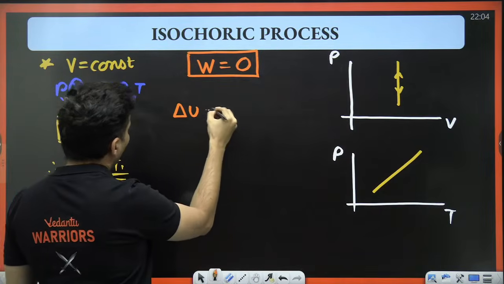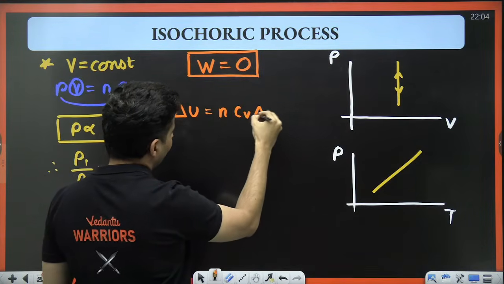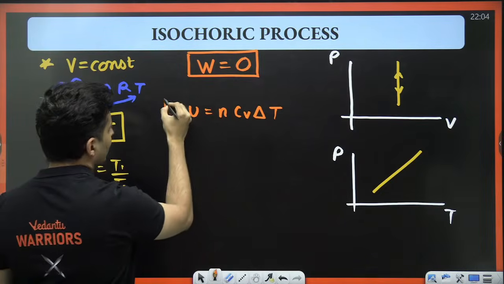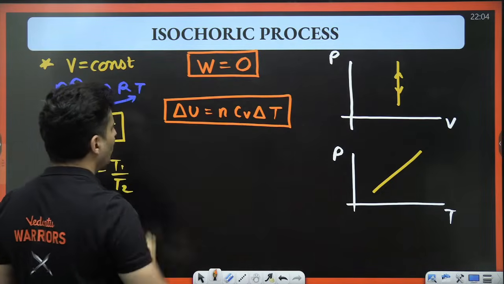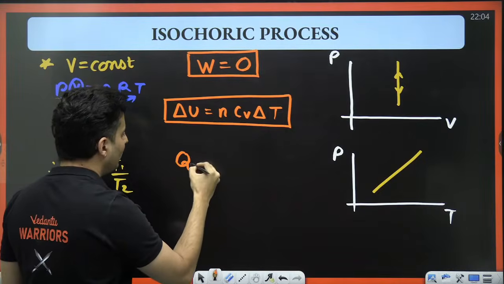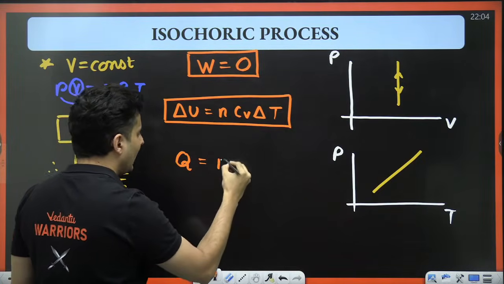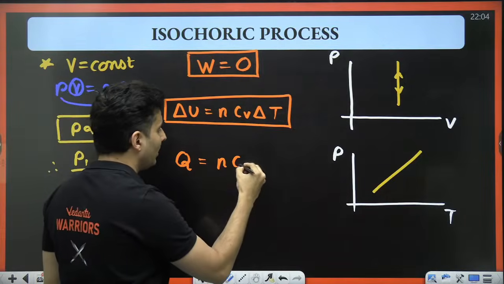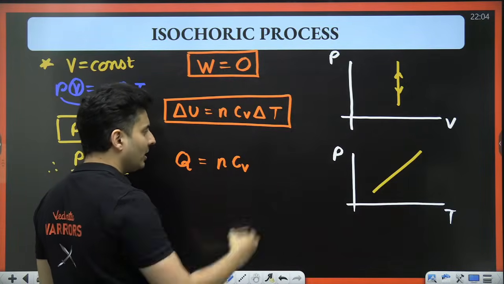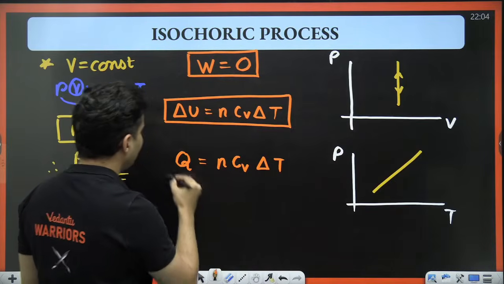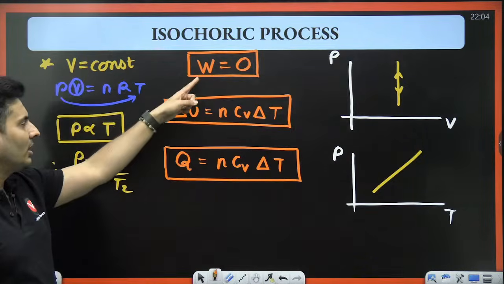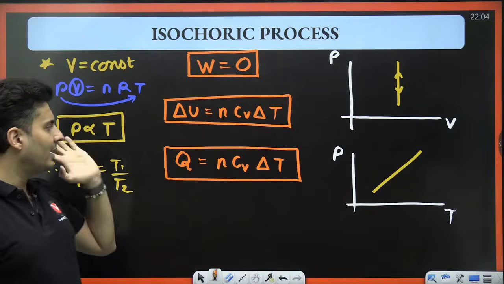Delta U is always nCV delta T, unless the temperature change itself is 0. So here delta U is again nCV delta T, no harm in that. What about Q? Q is nC for the process, so specific molar heat capacity at constant volume into delta T. So that is the value of the Q that you get. So we got W, work is not done, delta U is there and Q is there.